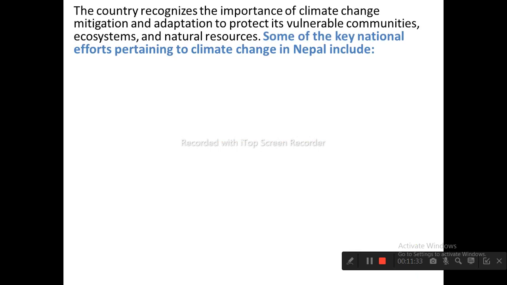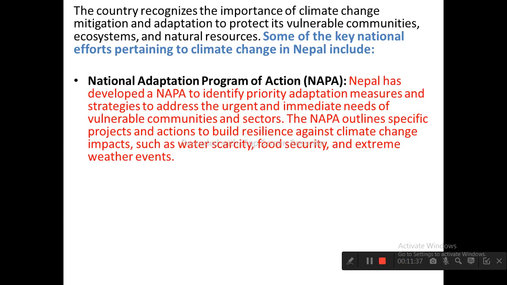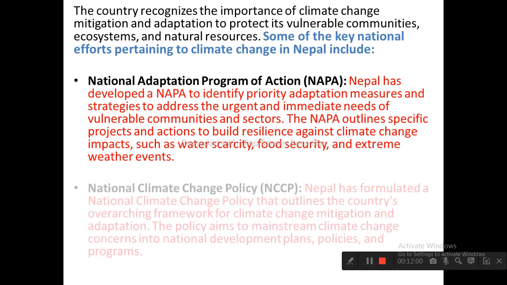resources. Some of the key national efforts pertaining to climate change in Nepal includes National Adaptation Program of Action (NAPA). Nepal has developed a NAPA to identify priority adaptation measures and strategy to address the urgent and immediate need of vulnerable communities and sectors. The NAPA outlines specific projects and action to build a resilience against climate change impacts such as water scarcity, food security, and extreme weather events.